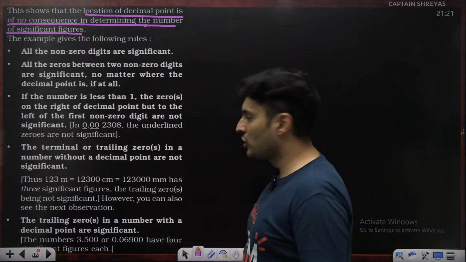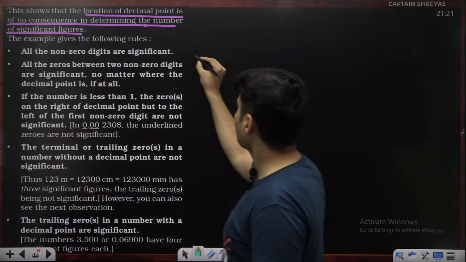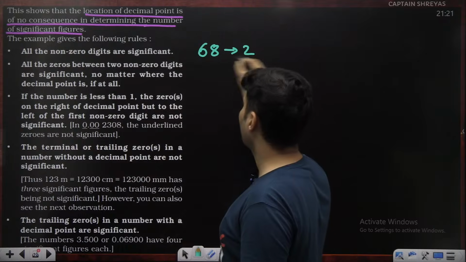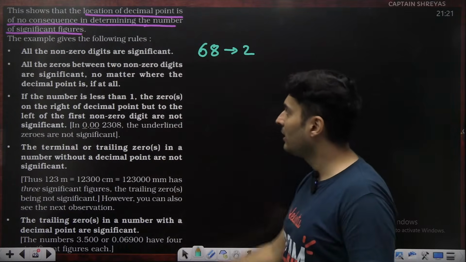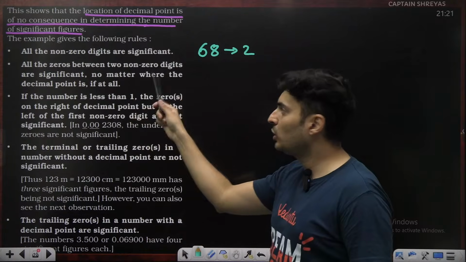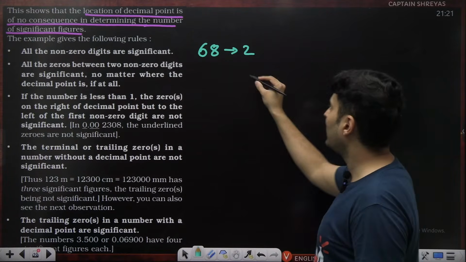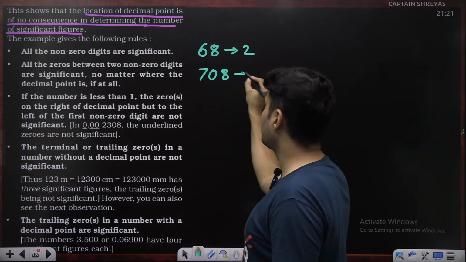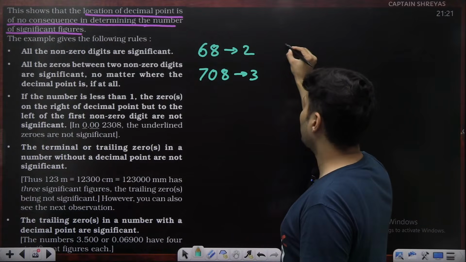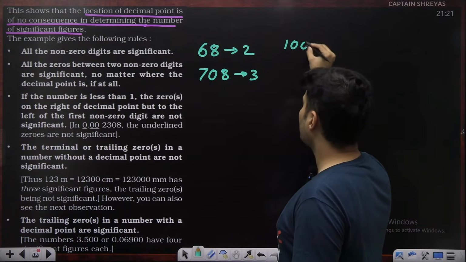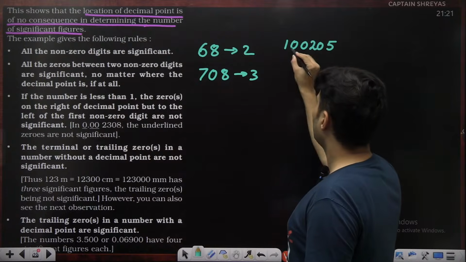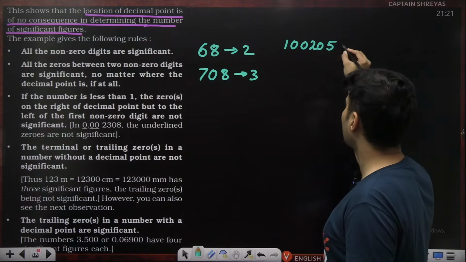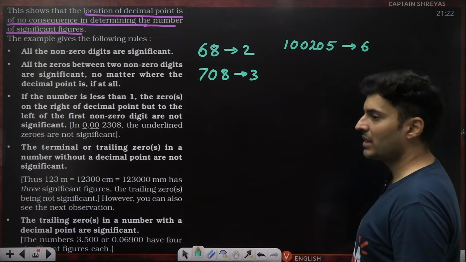Let me explain the first two rules first. See guys, example 68 has how many? Two significant digits. All non-zero digits are significant. But if there is a zero between two non-zeros, that is also significant. For example, the number 708: this zero is between two non-zeros, so it has three significant figures. If I have the number 100205, these zeros are between non-zeros, so 1, 2, 3, 4, 5, 6. It has six significant figures. That's all it is saying.